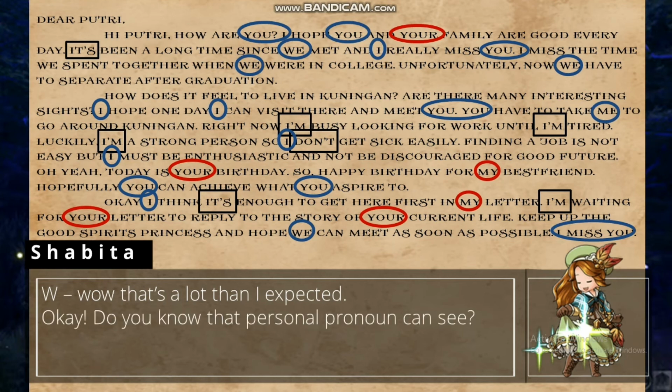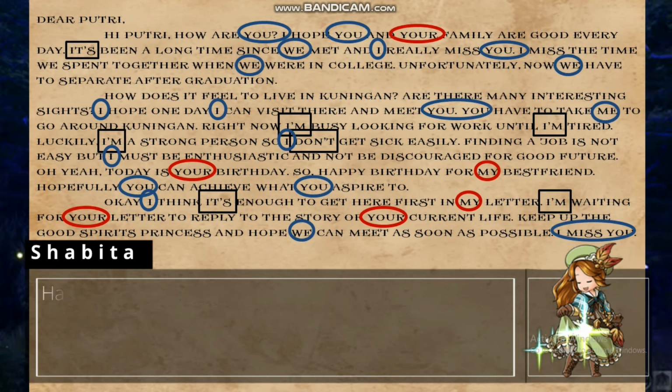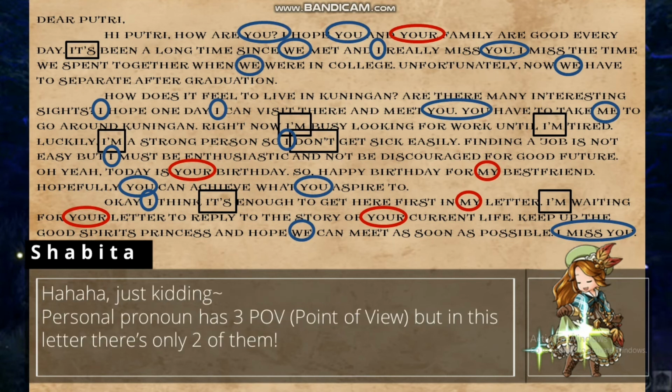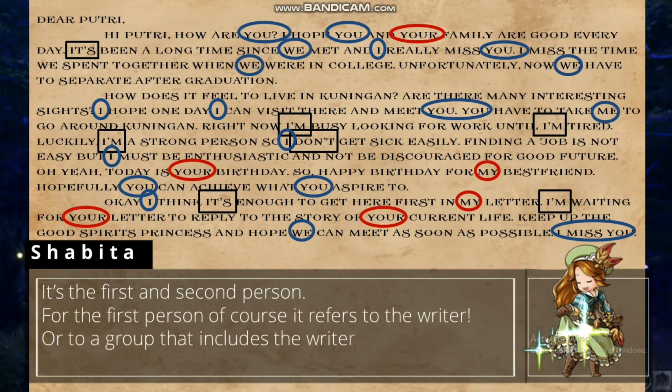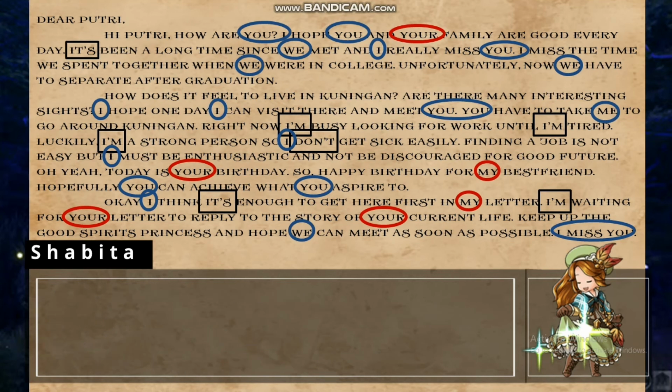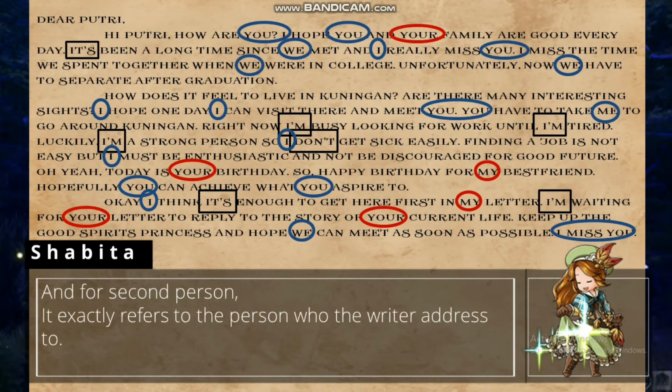Okay, do you know that personal pronoun can see? Just kidding! Personal pronoun has 3 POV, but in this letter, there's only 2 of them. It's the first and second person. For the first person, of course, it refers to the writer, or to a group that includes the writer. The word for singular is I, and for plural is we. And for second person, it refers to the person whom the writer addressed. It can be written as a name or just you.